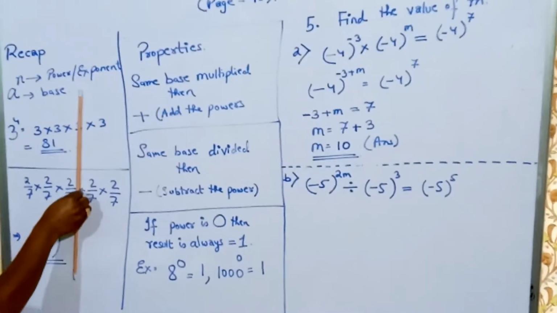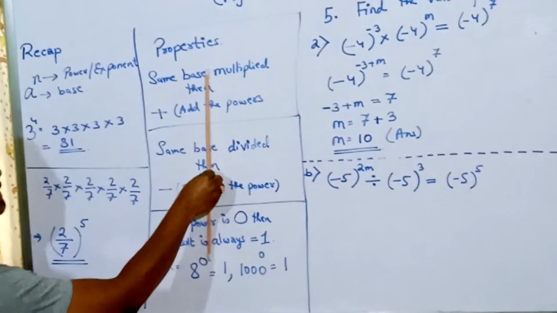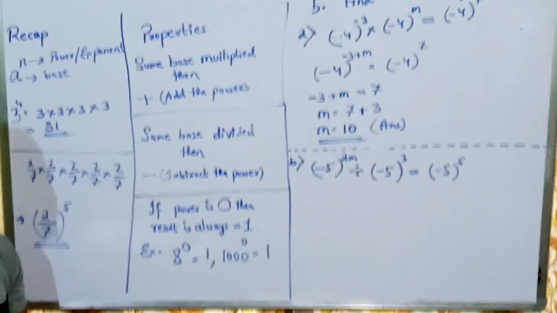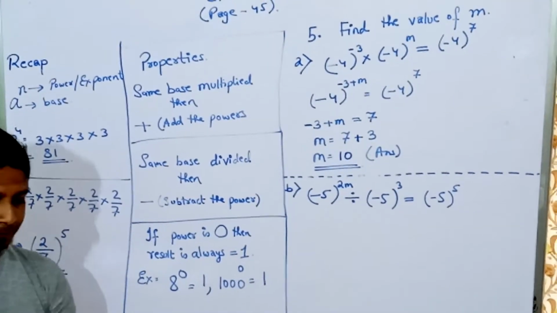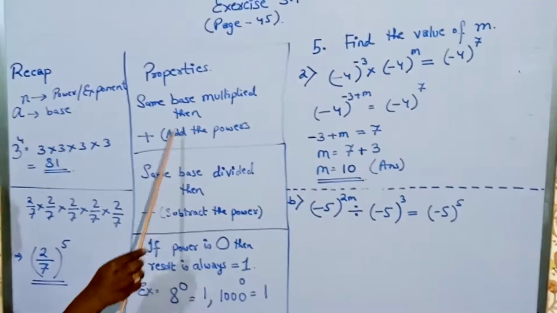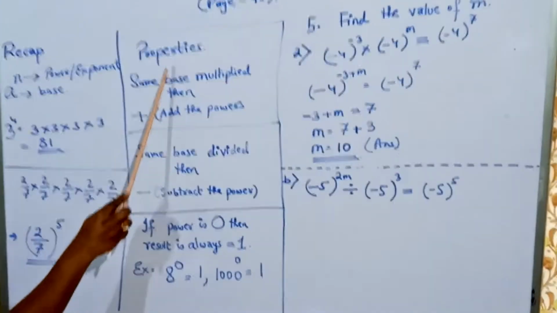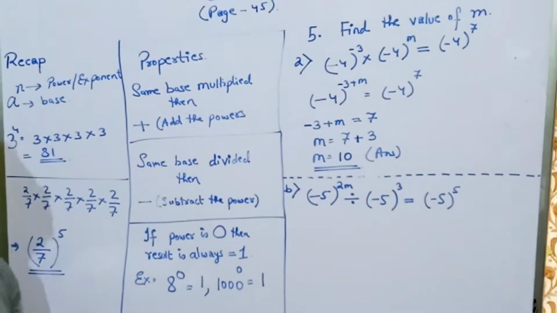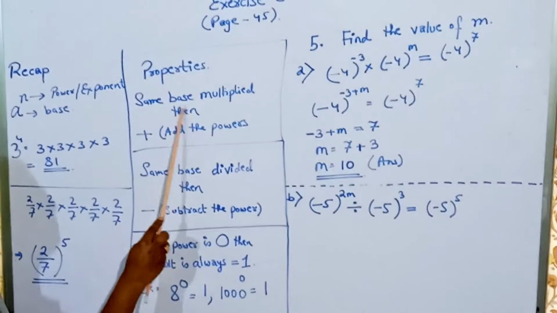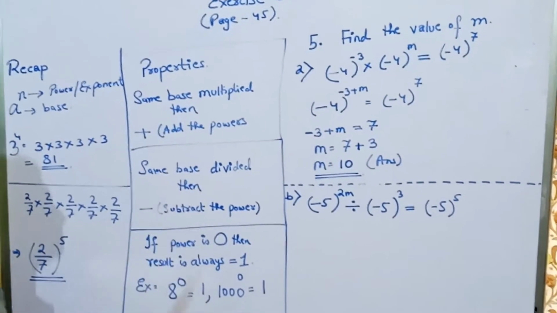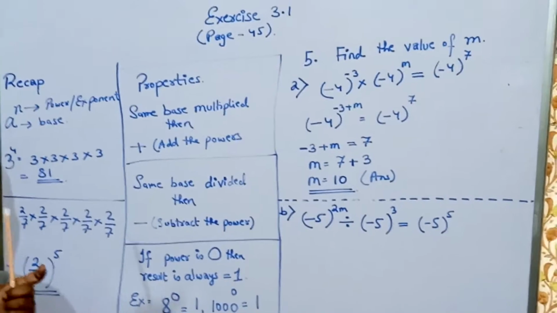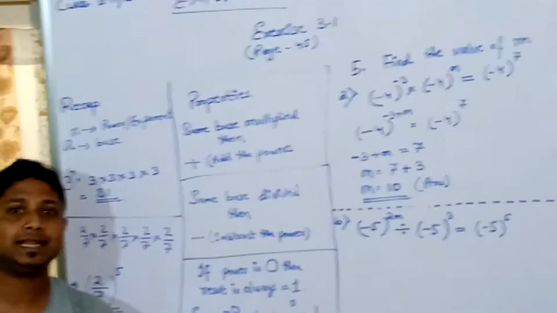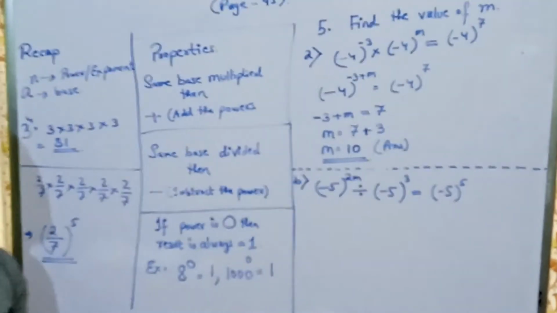Now, this we had already completed in the class, and this we had just touched. And I was supposed to do it the next day, but unfortunately I could not complete it. However, unit tests are on and you have to do this portion. So coming to the first property of addition and the second property of subtraction, in this you can see I have just written: same base multiplied, then add the powers. Say for example, you are given two same bases which are being multiplied, then you have to add the powers.